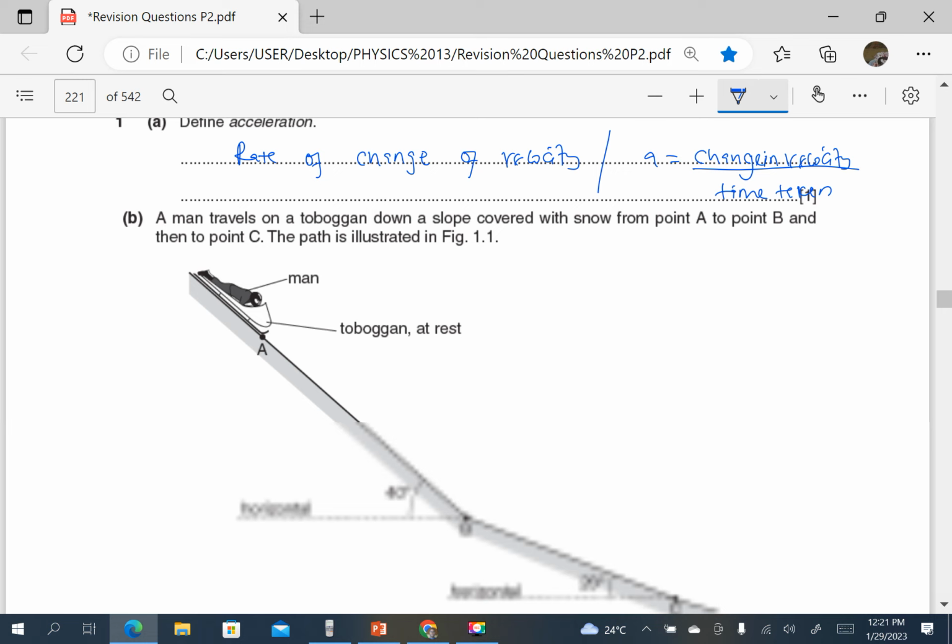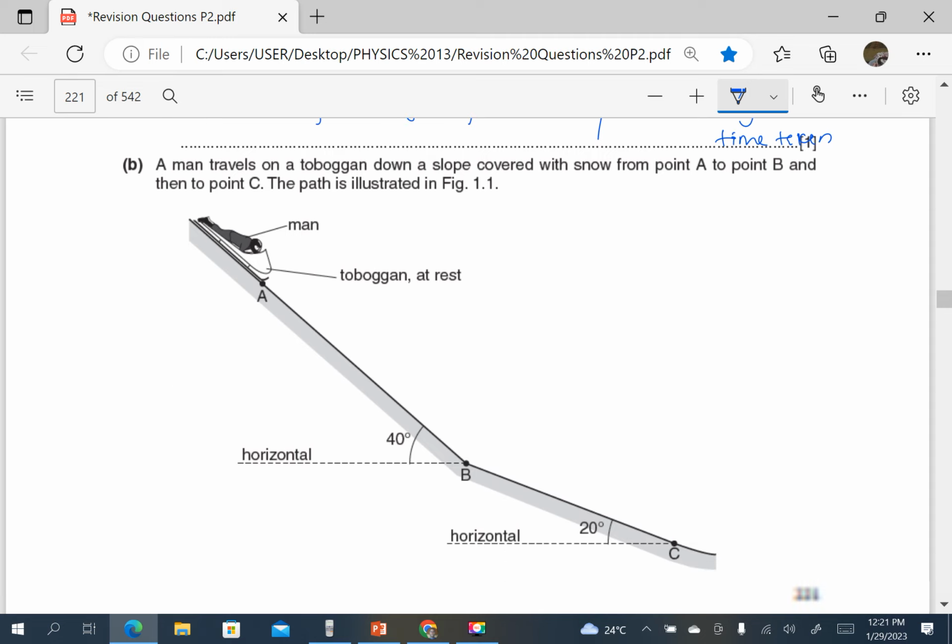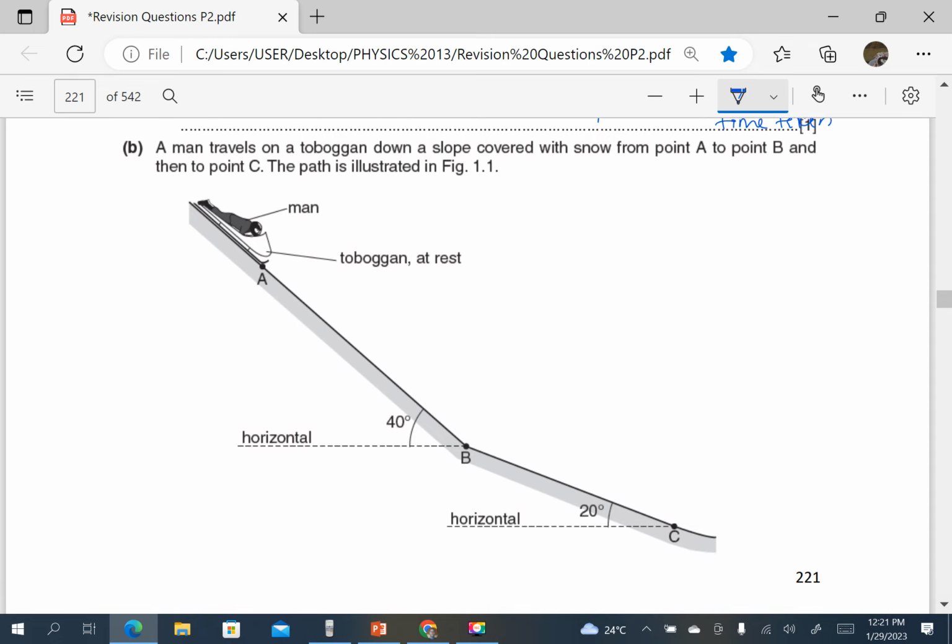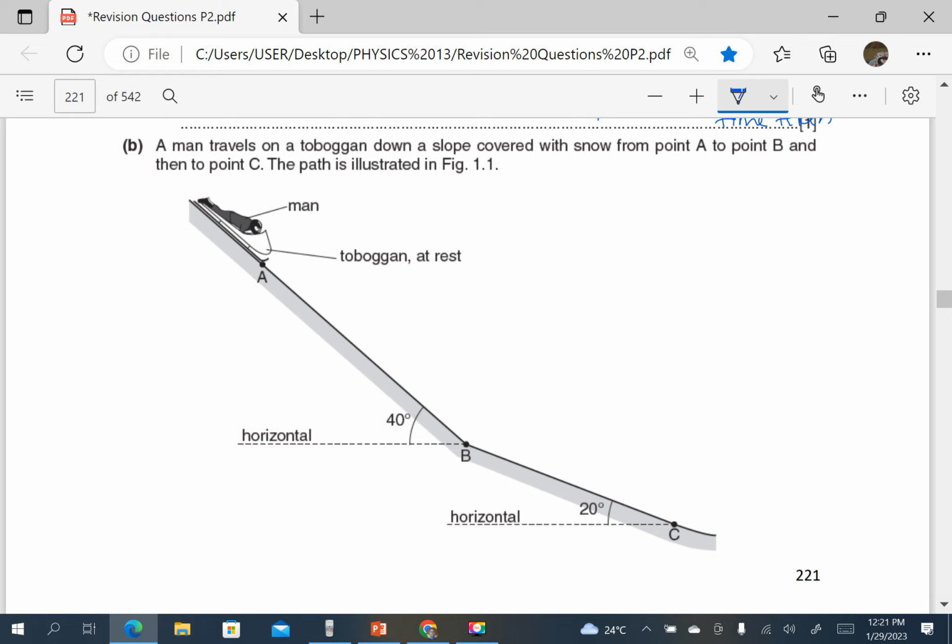A man travels on a toboggan down a slope covered with snow from point A to point B and then to point C. The path is illustrated there. We can look at the path.